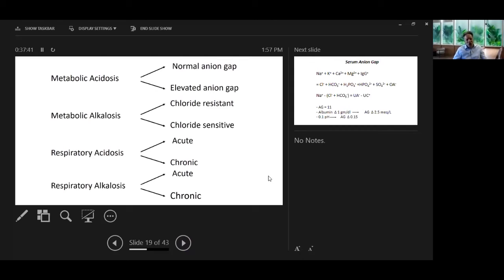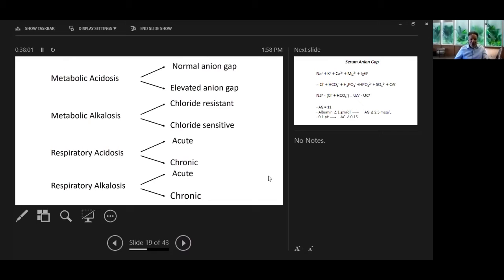And remember, it's the chloride that corrects it, not the sodium. If you give sodium with a non-chloride salt, like sodium acetate or sodium gluconate, you're not going to correct the metabolic alkalosis. You have to give chloride. And it doesn't have to be in the form of sodium. It can be choline chloride, and it'll correct it.